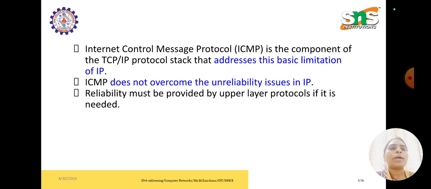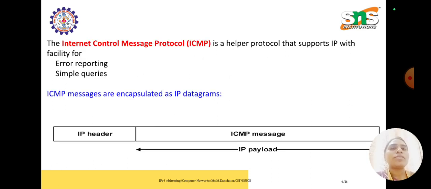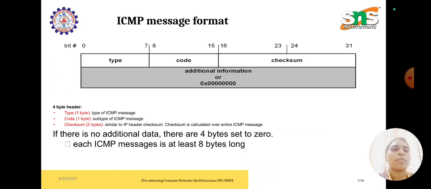ICMP does not overcome the unreliability issues in IP, so reliability must be provided by an upper layer protocol if it is needed. Internet Control Message Protocol is a helper protocol that supports IP with a facility for error reporting and simple queries. ICMP messages are encapsulated as IP datagrams, so it has an IP header and the ICMP message, which is the IP payload.